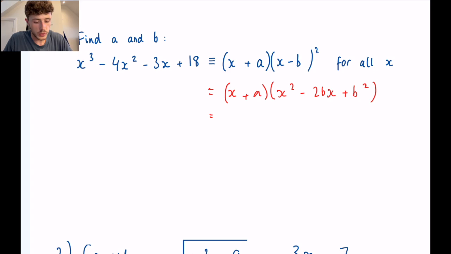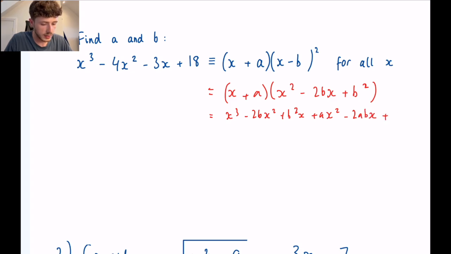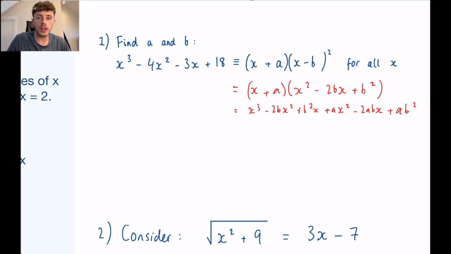If we use the claw method to expand out this bracket now, so x cubed minus 2bx squared plus b squared x, and then plus ax squared minus 2abx, and then plus ab squared. Now, this is where the comparing coefficients comes in.